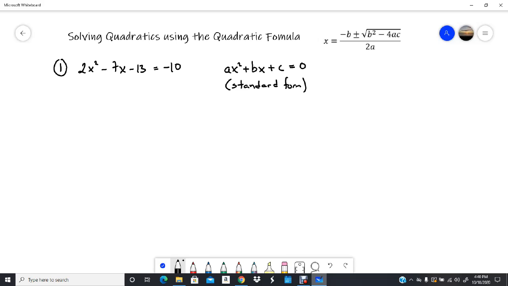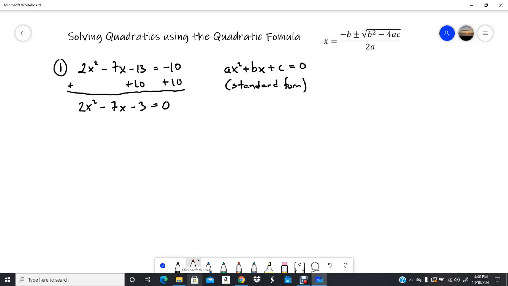2x squared minus 7x minus 13 equals negative 10. So the first thing we want to do is to bring all the terms to one side and set the equation equal to 0. In order to do that, we're going to add 10 to both sides of the equation. Once we add top to bottom, we get 2x squared minus 7x minus 13 equals 0.